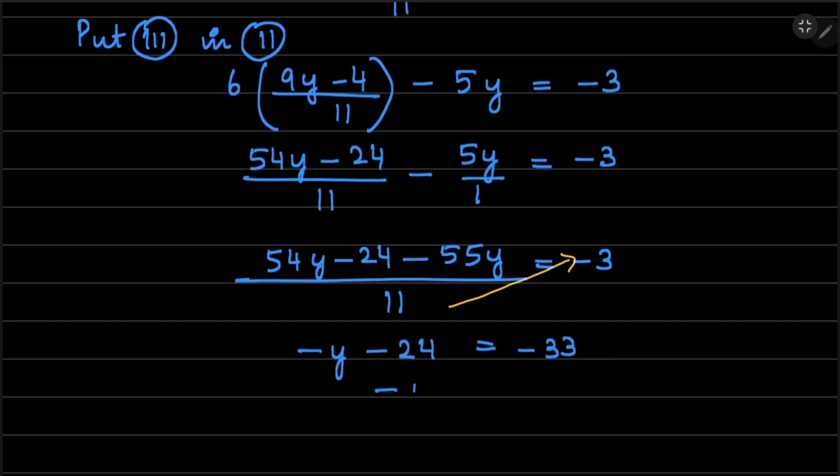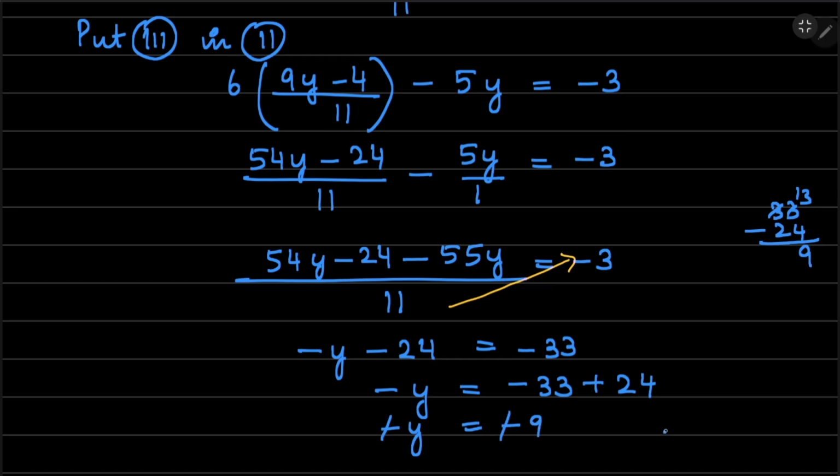So minus y is nothing but minus 33 plus 24. When you subtract, what do you get? It is 33 minus 24, right? 9. So minus 9. So minus y equal to minus 9. Therefore, y is nothing but 9.